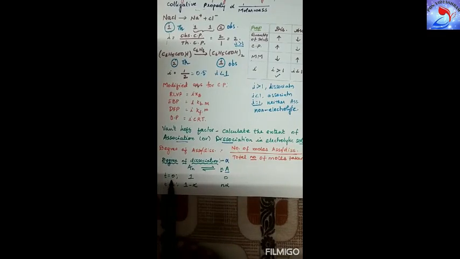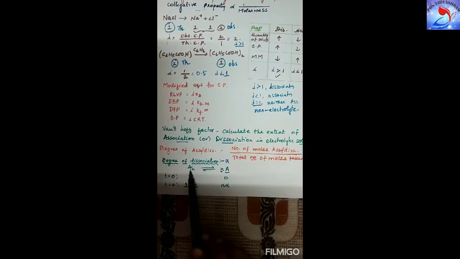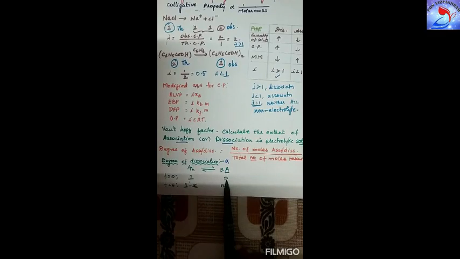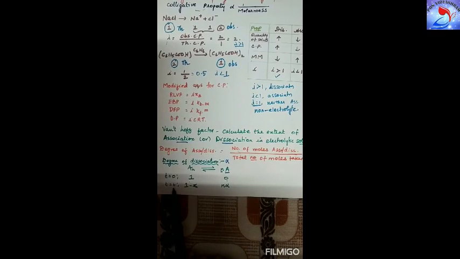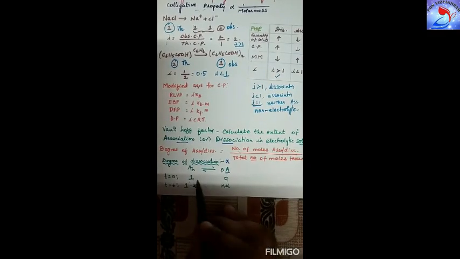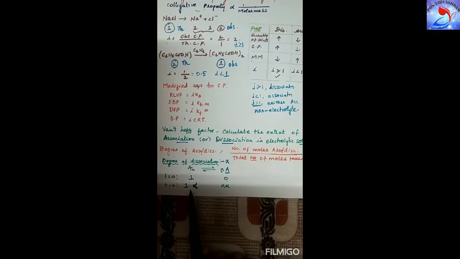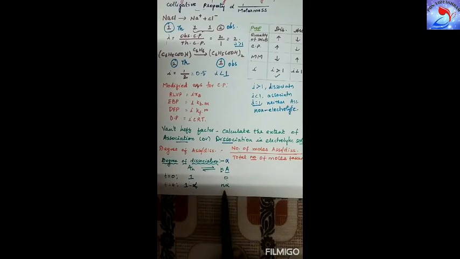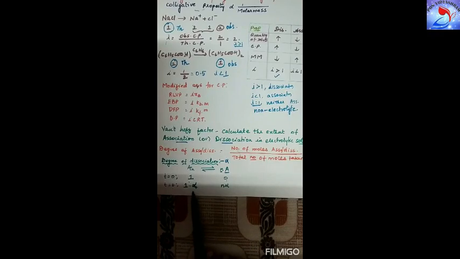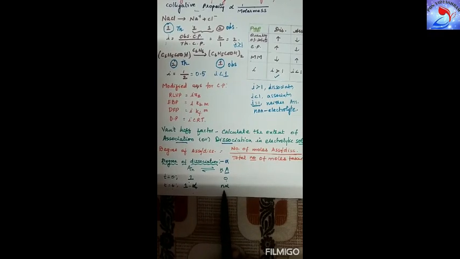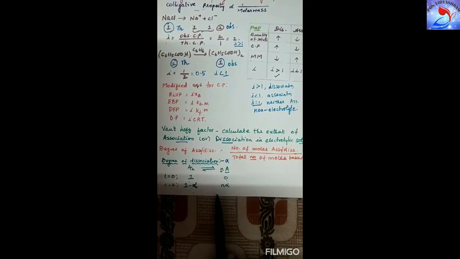Now at t equal to 0, the number of molecules of A is 1 and no dissociation has taken place, so the product is 0. After some time t, it is 1 minus alpha. Alpha is the number of particles which has undergone dissociation. So 1 minus alpha on the reactant side, and on the product side n into alpha, because the number of particles dissociated is indicated by alpha. Here n indicates the number of moles of the particles.